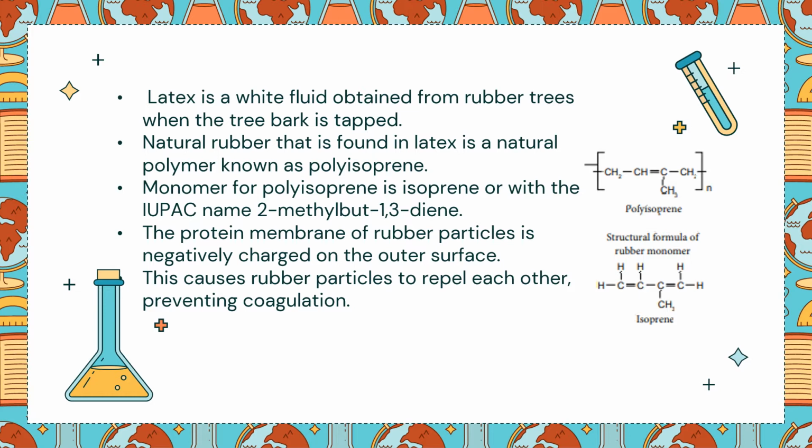The monomer for polyisoprene is isoprene, or with the IUPAC name as you can see there. The protein membrane of rubber particles is negatively charged on the outer surface. This causes rubber particles to repel each other, preventing coagulation. As we can see here, this is polyisoprene and isoprene.